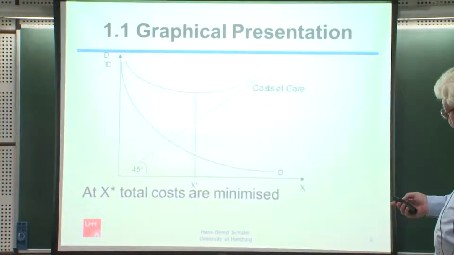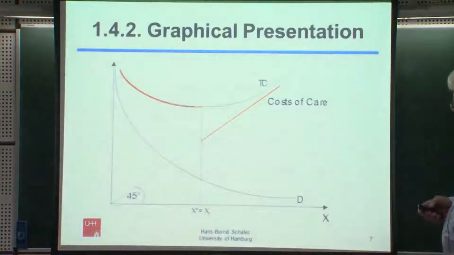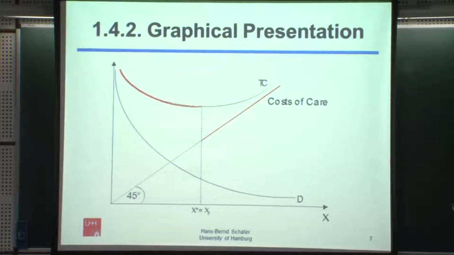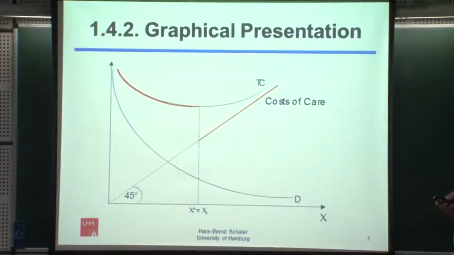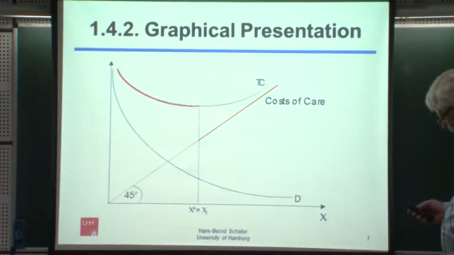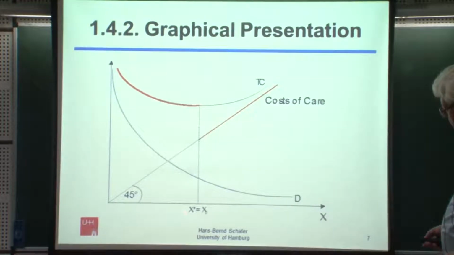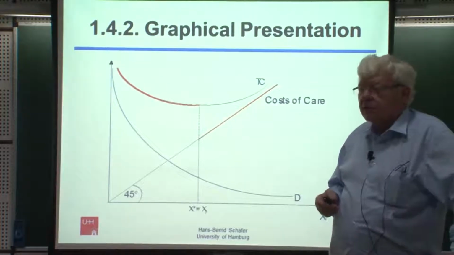Now we have this graph here. It is exactly the same as before, with some slight variations. So you have here the x asterisk, which is the optimal cost of care. And now the court comes into play.